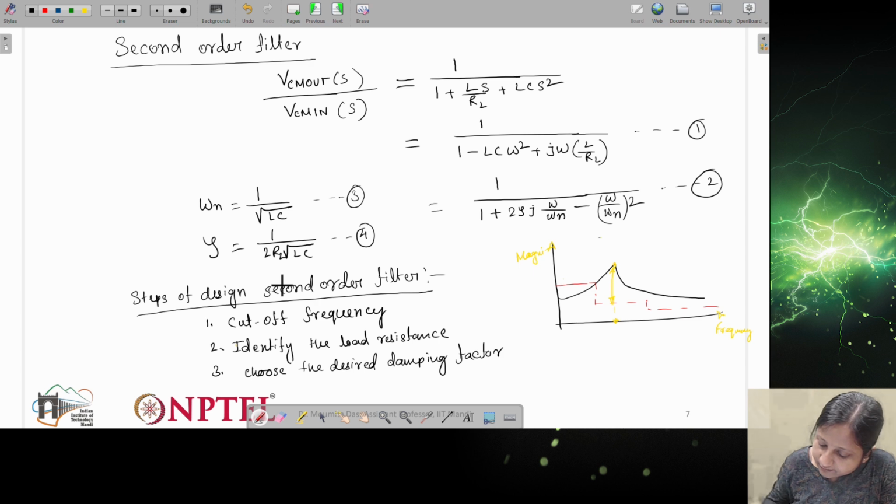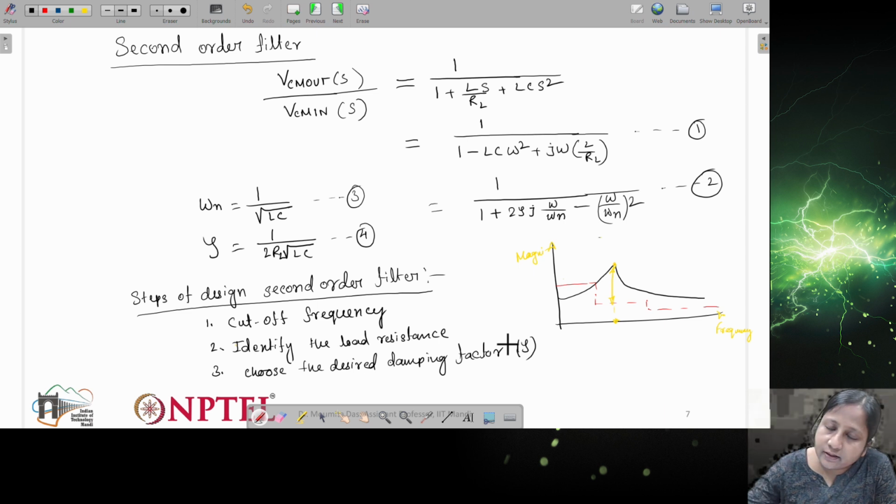So then the damping factor is zeta. This zeta we can select based on the given level of selection. Generally the zeta is specified as 0.707. At that level we can select a different value and check whether that is matching with our requirement or not.